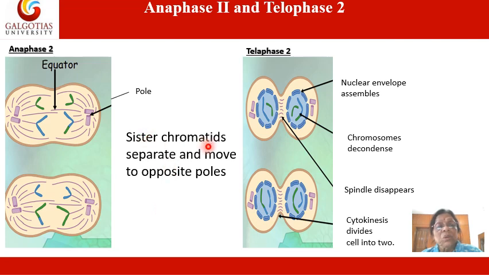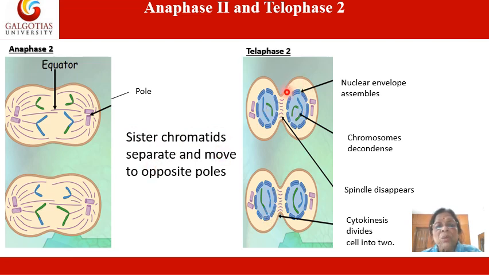This is anaphase 2. This slide is also a diagrammatic presentation of the same thing. Anaphase 2, what is happening? Now this is one chromatid, and this is another chromatid, so having 1n number. This cell will also have 1n number, this will also have 1n, this will also have 1n. This is how the sister chromatids separate and move to opposite poles.